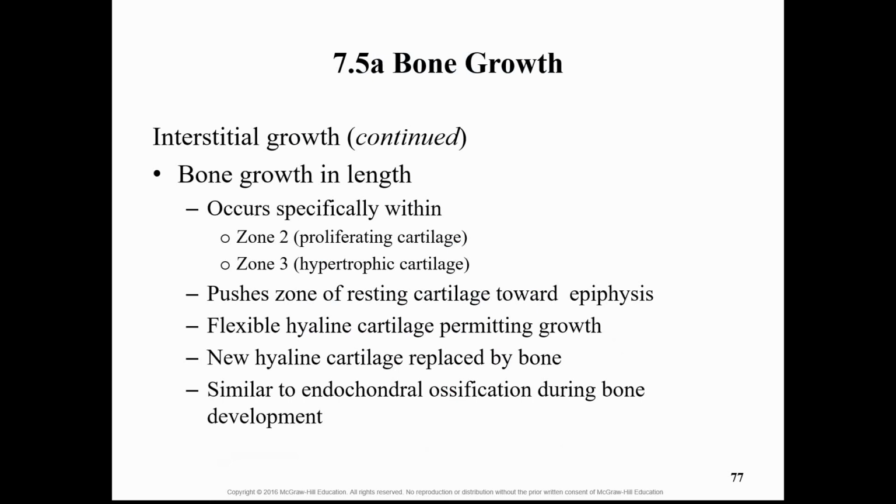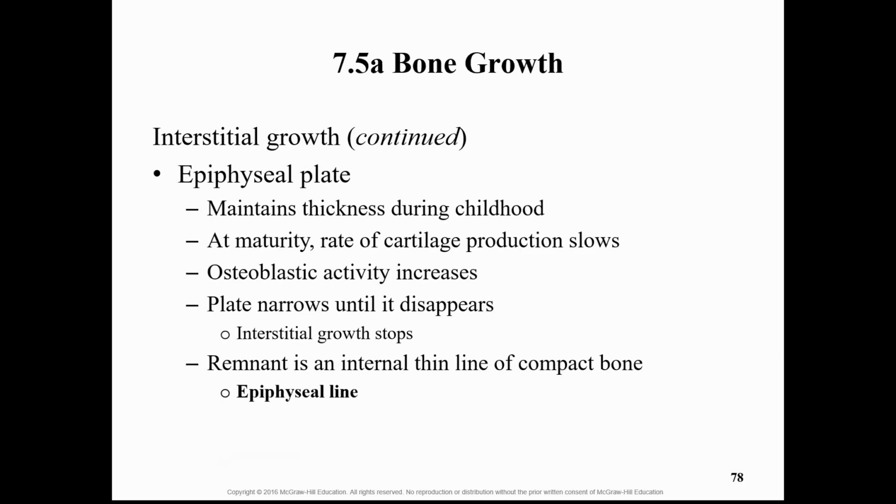Remember, zone 2 was the proliferating area, and zone 3 was the hypertrophic area. As we get more cells and as those cells get bigger, they're going to push the two ends of our bone apart. Eventually, as those wavefronts of ossification overrun the area of cartilage and there's no more cartilage left, then you're left with a solid plate of osseous tissue called an epiphyseal line.